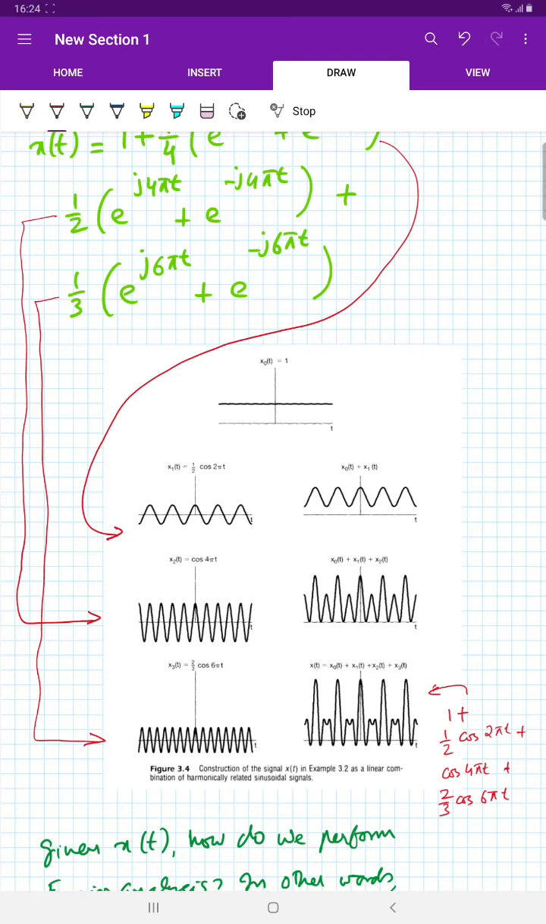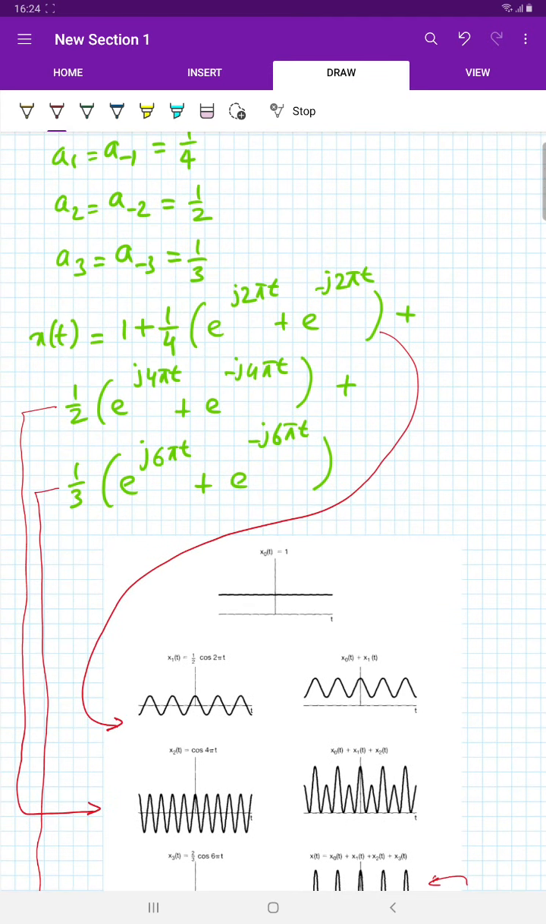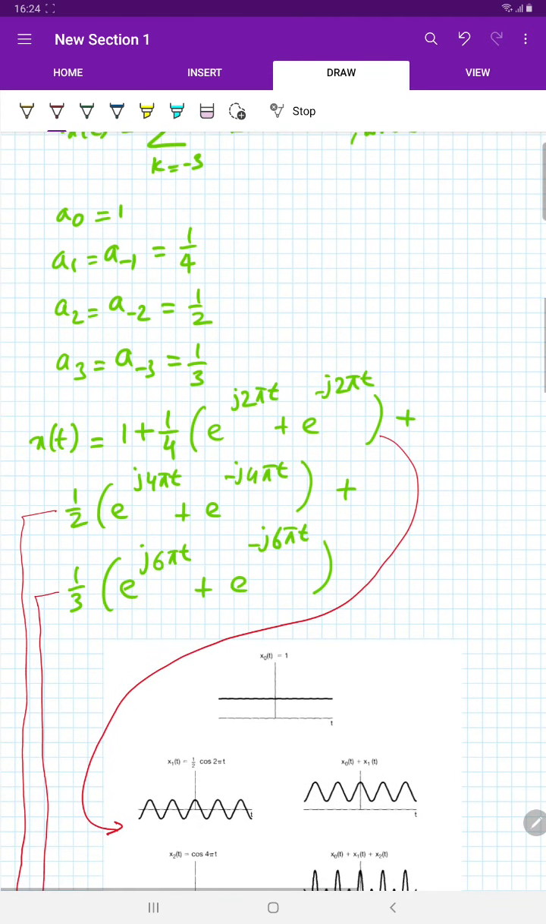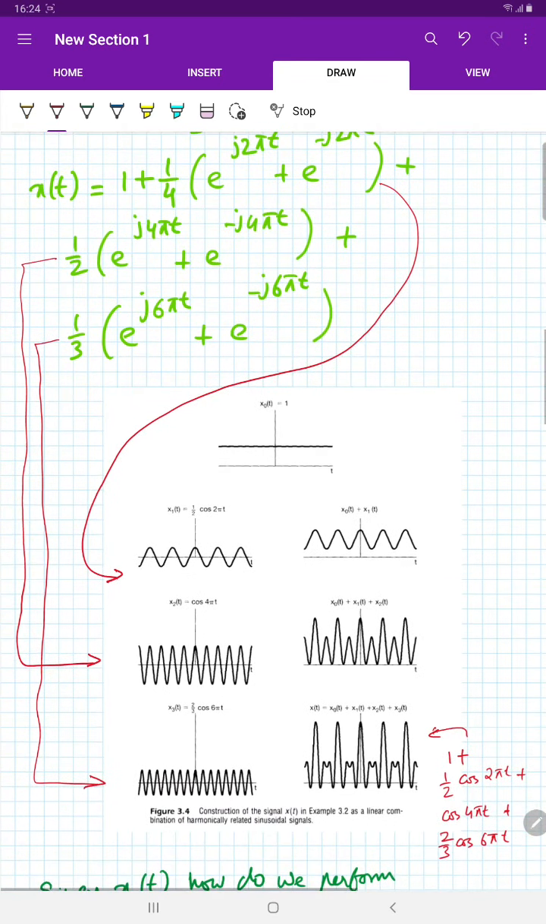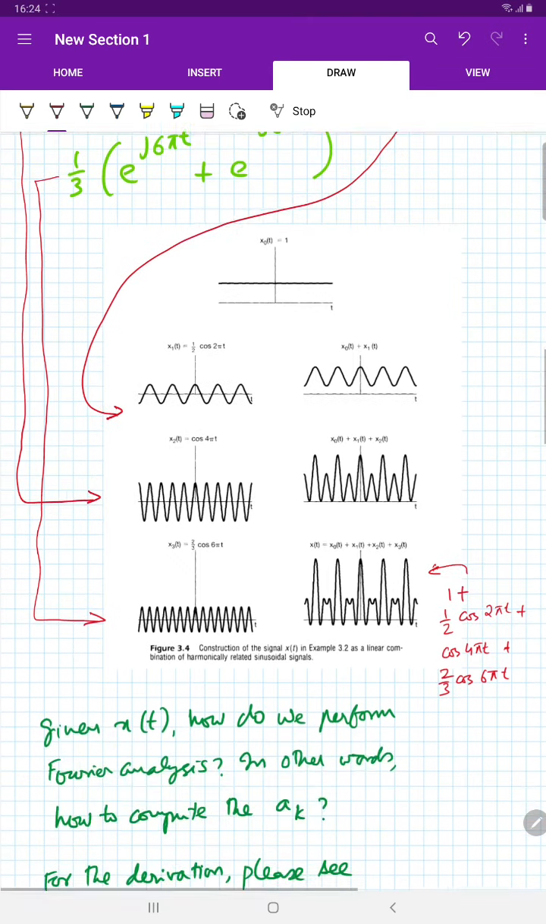So one thing also to note here is that, although we are writing x of t in terms of complex exponentials with these AKs, the final x of t which we get is a real signal. Okay.